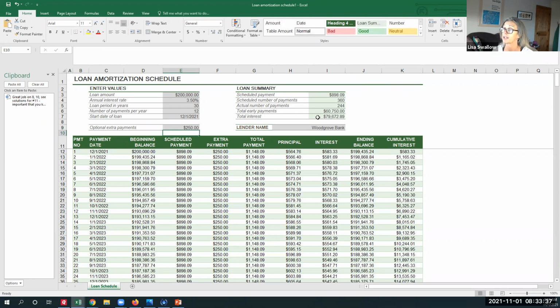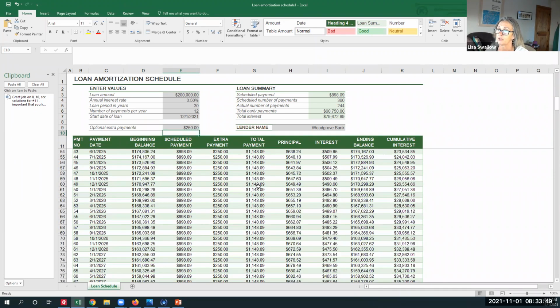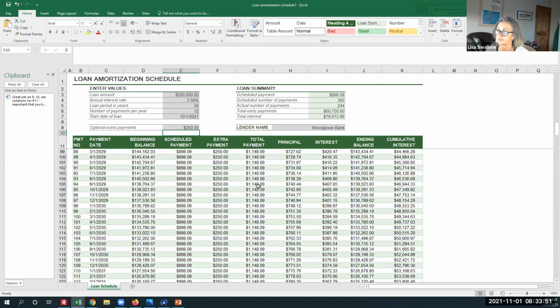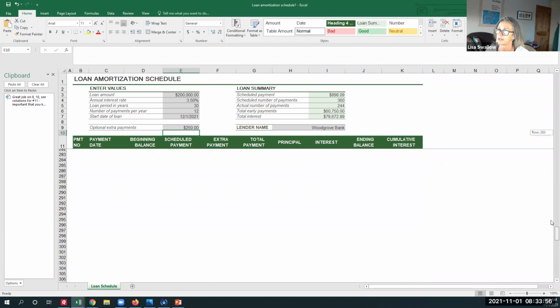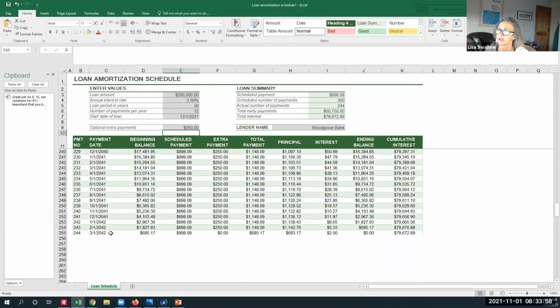First off, what just happened to the amount of the interest? It went from $123,000 down to 80. And if you go down here now, I started the loan in 2021. It's going to be done in 2042. I knocked 9 years off the loan by making a $250 a month extra payment. 9 years.